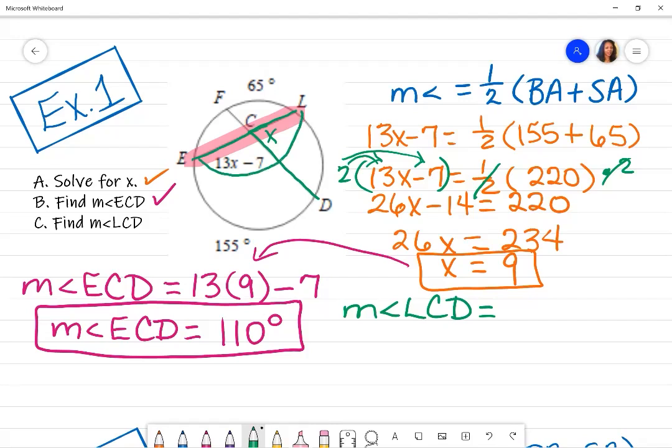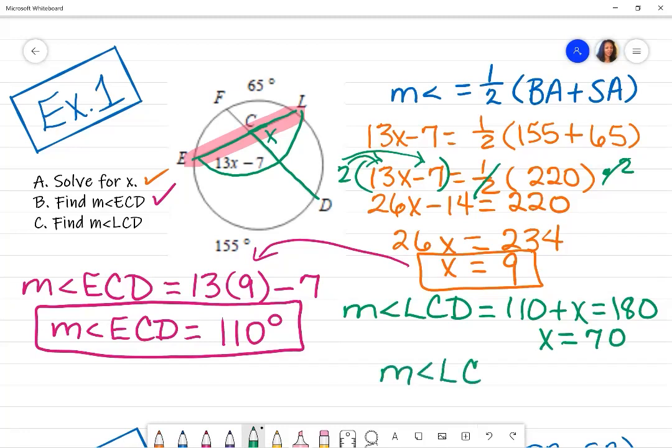I know that angle ECD is 110 degrees because I just solved for it over here. And so what I have to do is just add it to angle LCD, which we don't know yet. And because it's a straight line created by a linear pair, I know it has to equal 180 degrees. Now, when I'm solving for x, I subtract 110 on both sides, which leaves me with 70. But I'm looking for the measure of angle LCD, so I write it as 70 degrees.